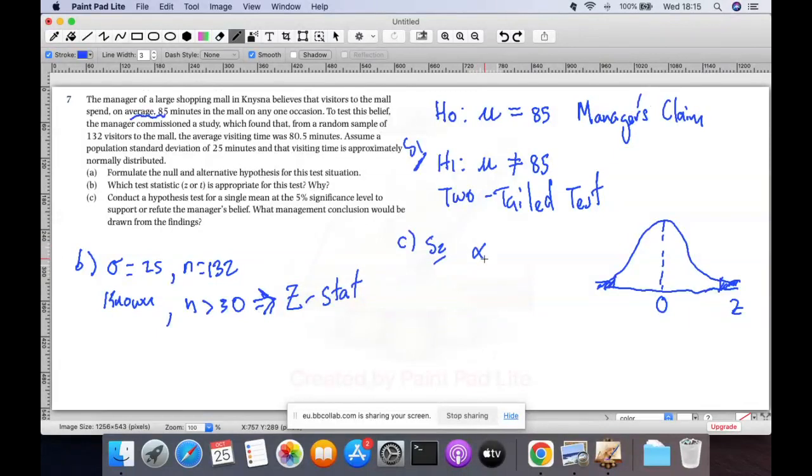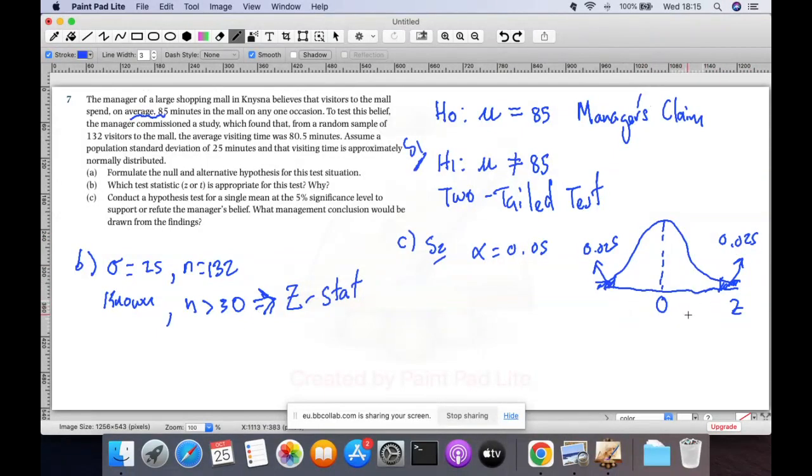In other words, the symbol for level of significance, alpha, is 5%. So you can either write 5% or you can write 0.05 as a decimal. Now because you got two rejection regions, that means you have to split this alpha into two equal parts. So you divide it by 2. So in other words, here you would have 0.025 because I'm dividing 0.05 by 2, and then here I'll also have 0.025 because it's a two-tailed test.